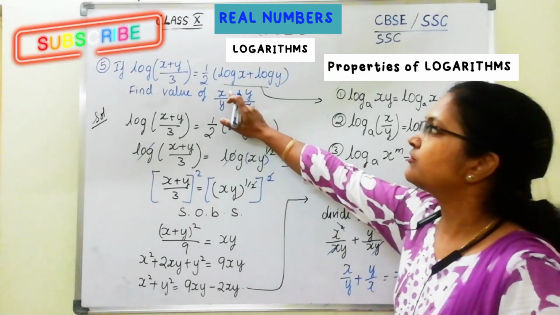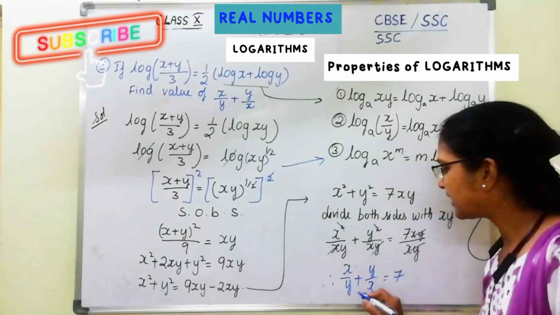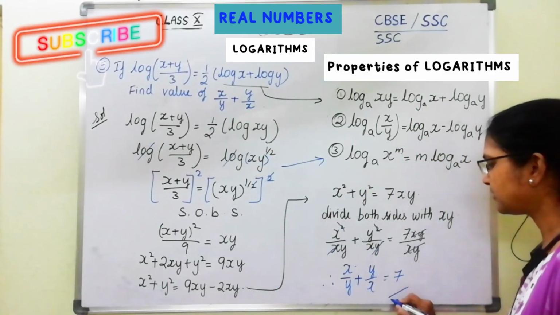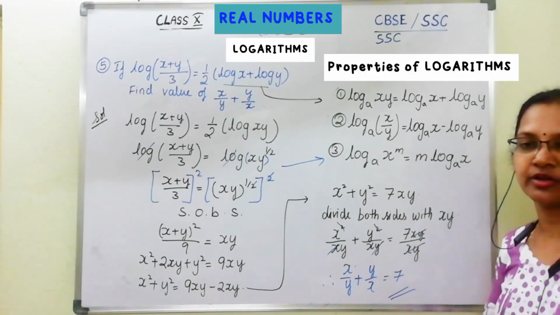They asked us the value of x by y plus y by x. Therefore, x by y plus y by x is 7. This is how we are going to solve the problems using the properties of logarithms.